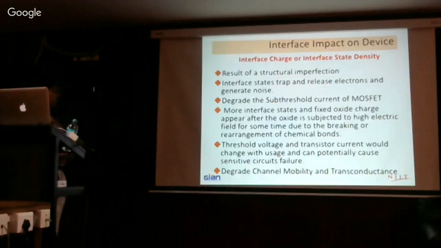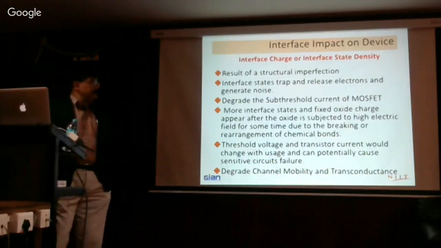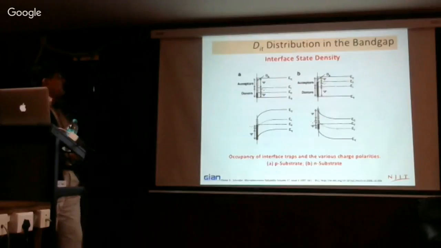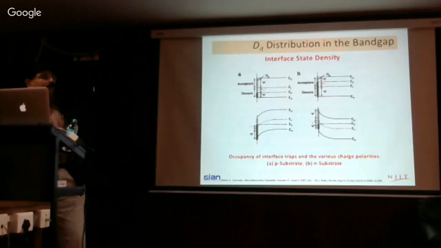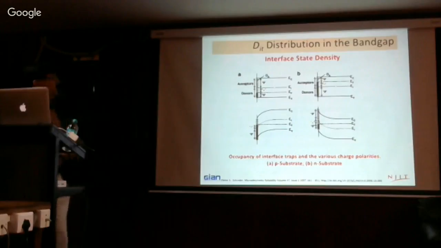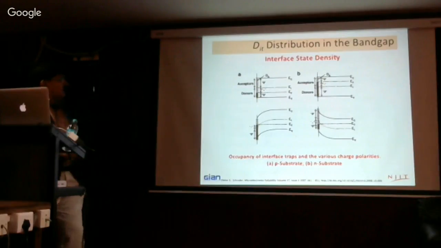And then obviously it degrades the channel mobility and transconductance. So this is actually a very serious one. What actually are the interface trap defects? If you have interface trap defects, they distribute in the energy band gap of silicon, and there are different states. You have donor states and you have acceptor states. Acceptor states capture electrons, and donor states can give them up, which means they capture holes. And then obviously with the potential, these defect sites will also change their characteristics, as we saw in this band diagram.